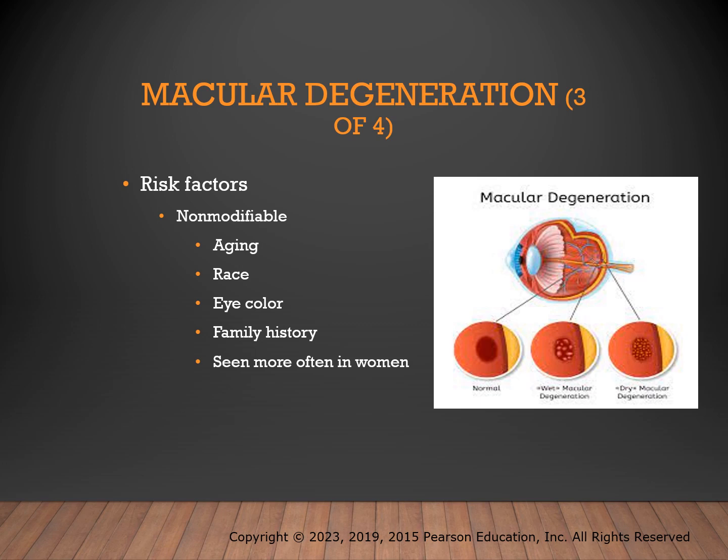Non-modifiable means you can't change it: race, eye color, and family history. It occurs more frequently in women, likely because they tend to live longer. Modifiable risk factors include smoking, obesity, poor cardiovascular health, and excessive UV exposure.